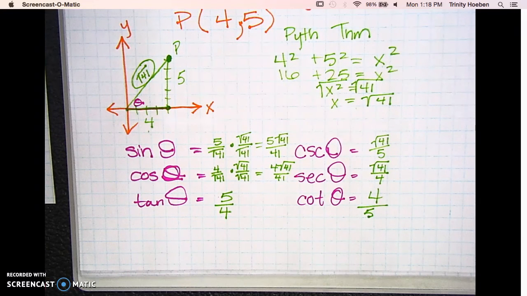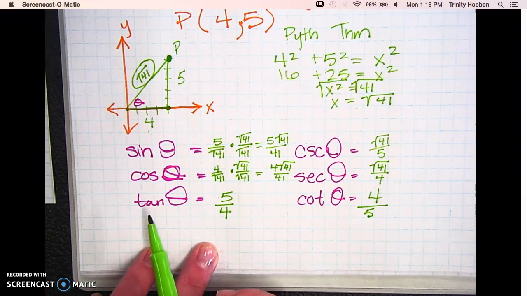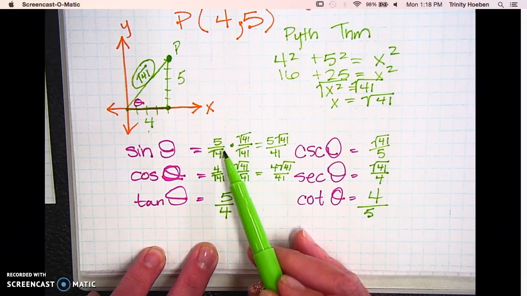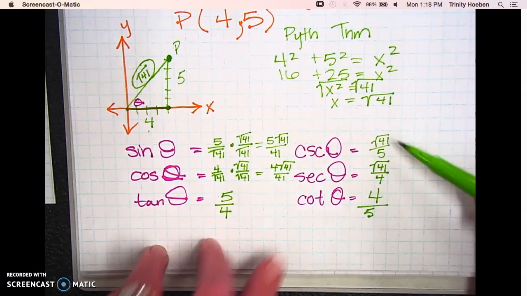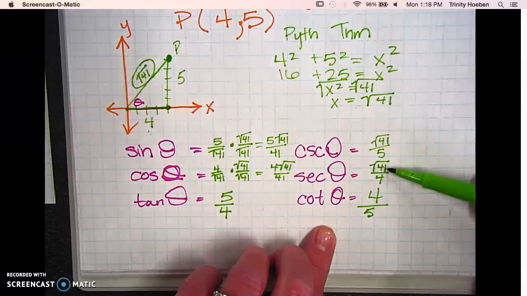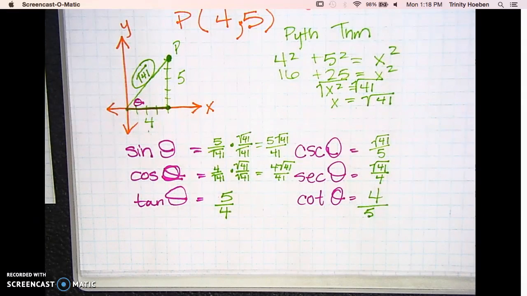Now, like I told you before, when you're checking it, just go, okay, I need to have 2 of each, right? So I've got 5, 5, 4, 4, square root of 41, square root of 41. Should have the same over here. 5, 5, 4, 4, square root of 41, and square root of 41. So just kind of check and make sure.